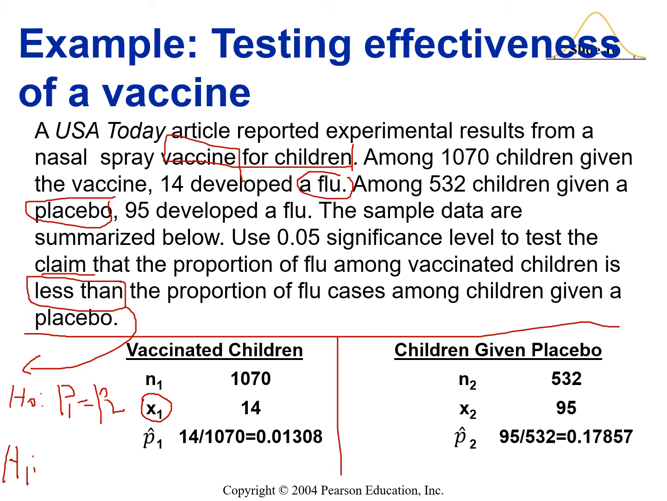The researchers claim that vaccinated children, which is the first population, that means this is P1, is less than the proportion of flu in the second population. So H1, as stated or claimed, P1 less than P2, and this is very important because the sign or the form of H1 determines the type of the test, which determines the critical value, which also determines the critical region and the criteria for making a decision on the null hypothesis.